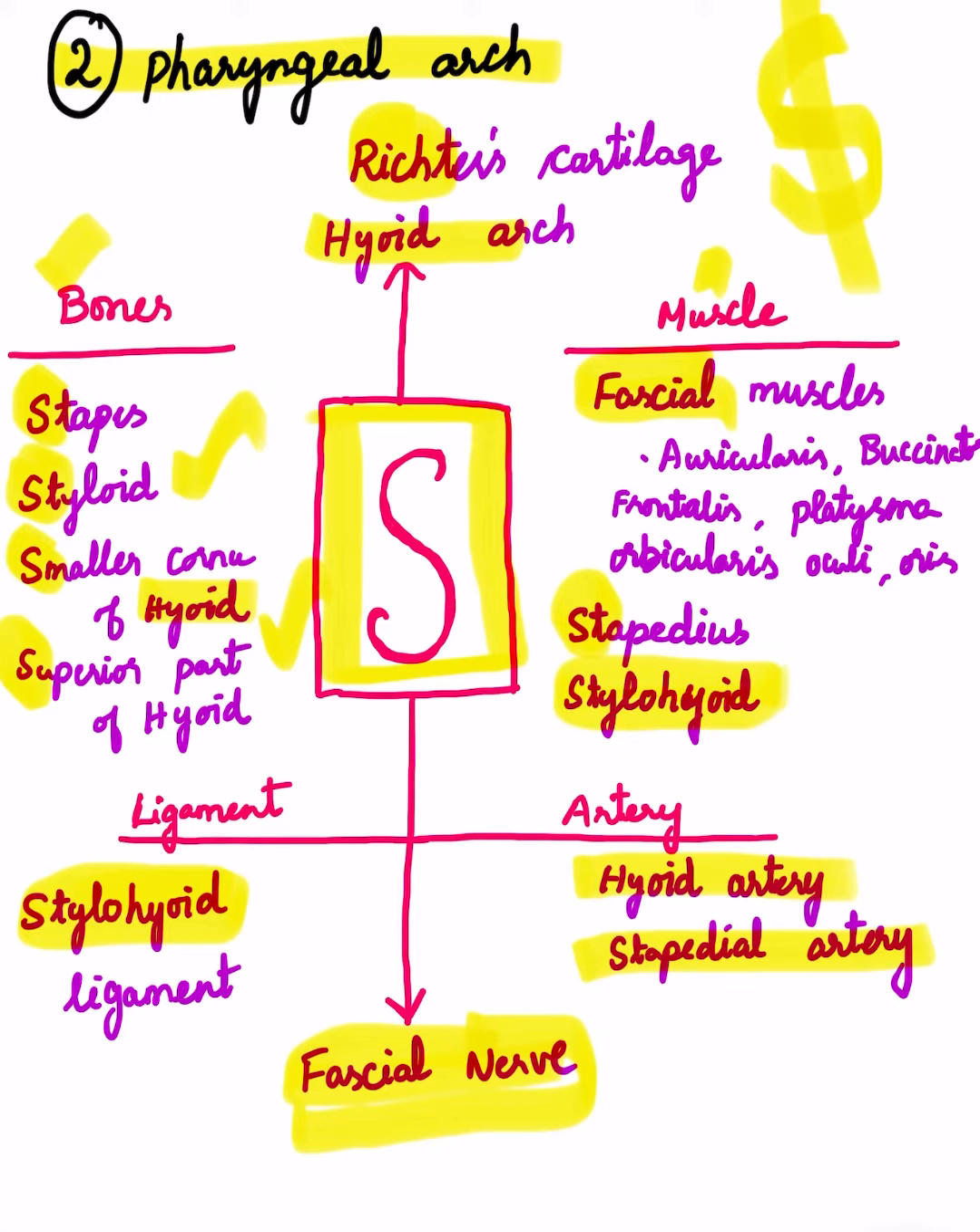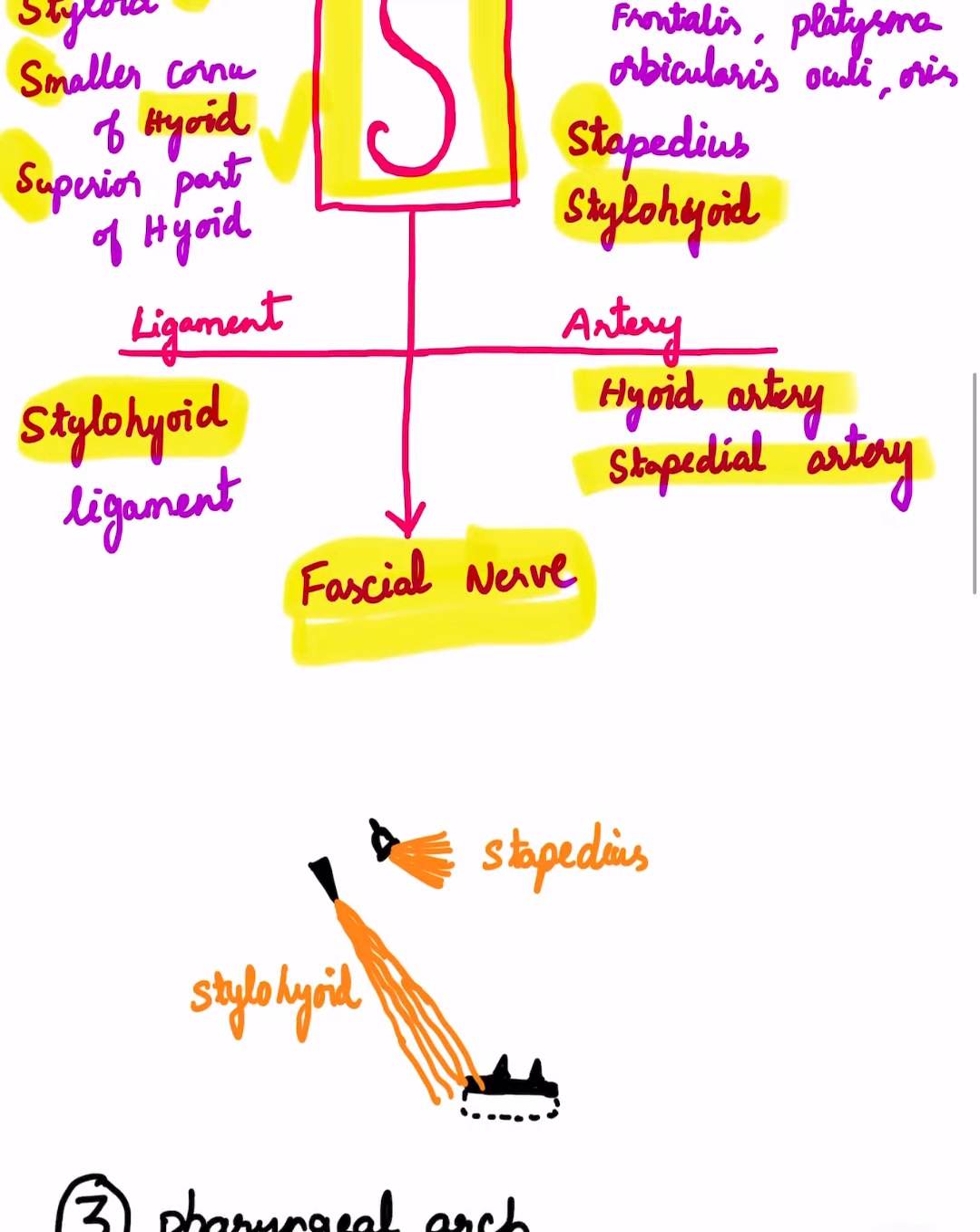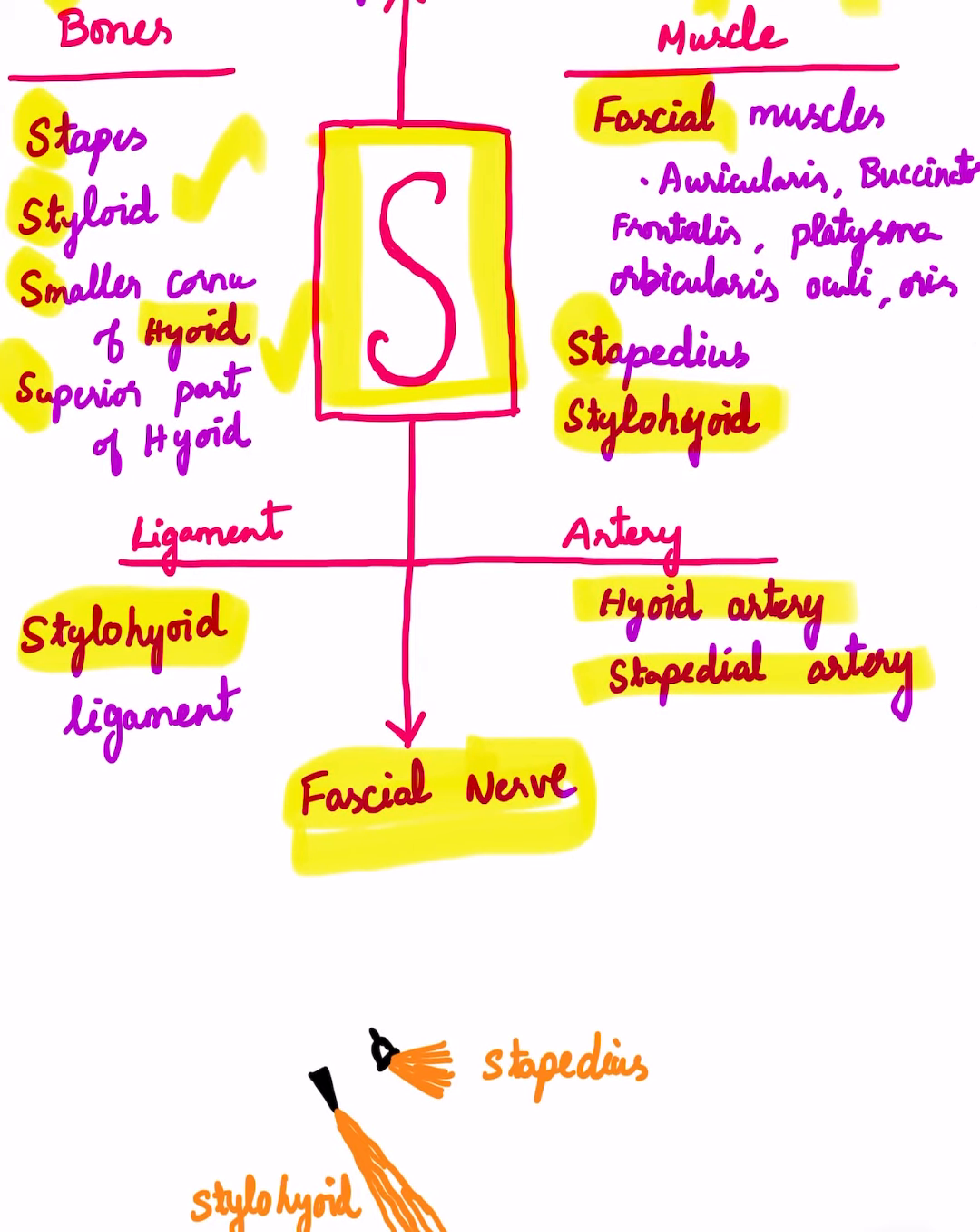And these are the derivatives of the second pharyngeal arch, and this is the diagrammatic representation showing the derivatives of the second pharyngeal arch. That is, we have the third ear ossicle, that is stapes, and from the stapes we have the stapedius muscle originating, and this is the styloid process, and there is a connection between the styloid and the hyoid bone through a ligament, the stylohyoid ligament, and through a muscle, also called the stylohyoid muscle.